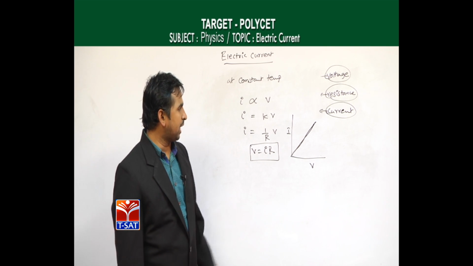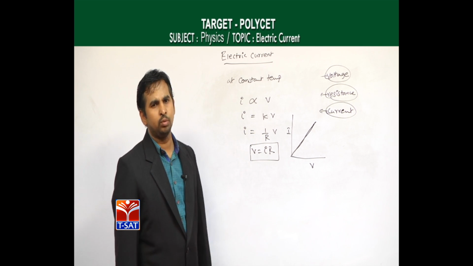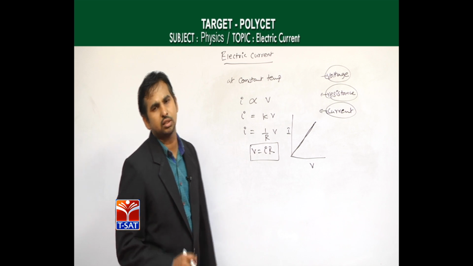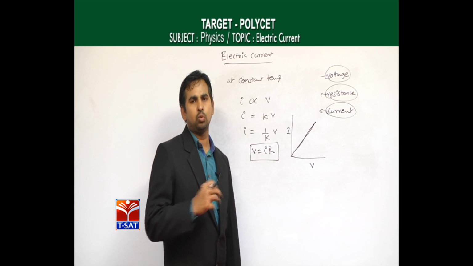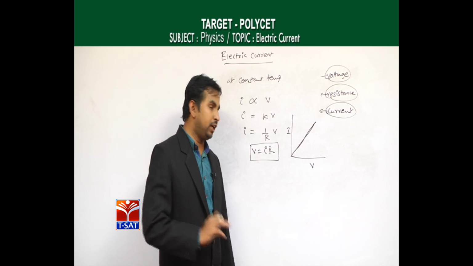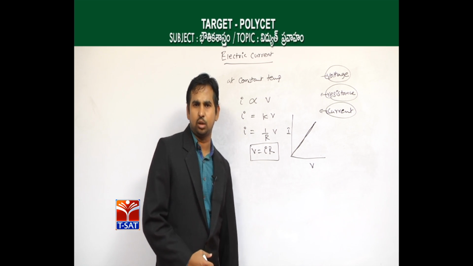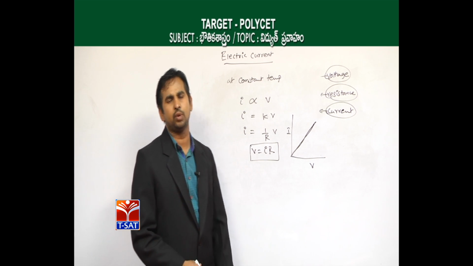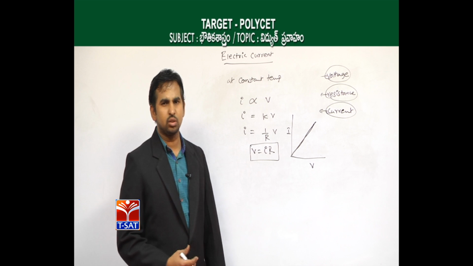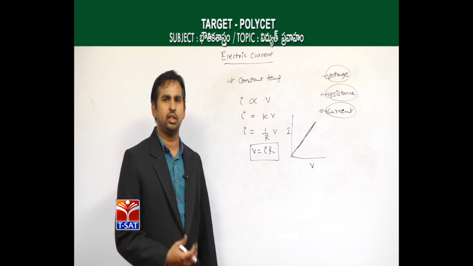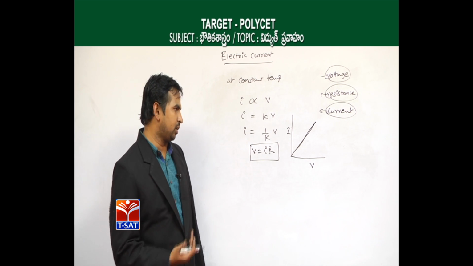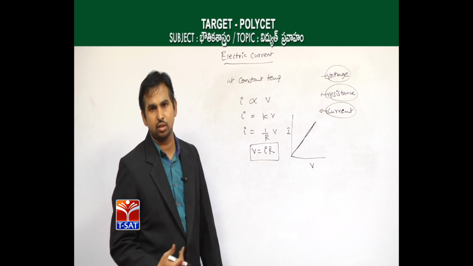Actually, this is for the case of Ohm's law, which we take only for ohmic conductors. Ohmic conductors are the conductors for which Ohm's law is valid. If it is a non-ohmic conductor, it does not follow Ohm's law. For example, you can take LED bulbs, or semiconductor devices, or cases of varying temperature.